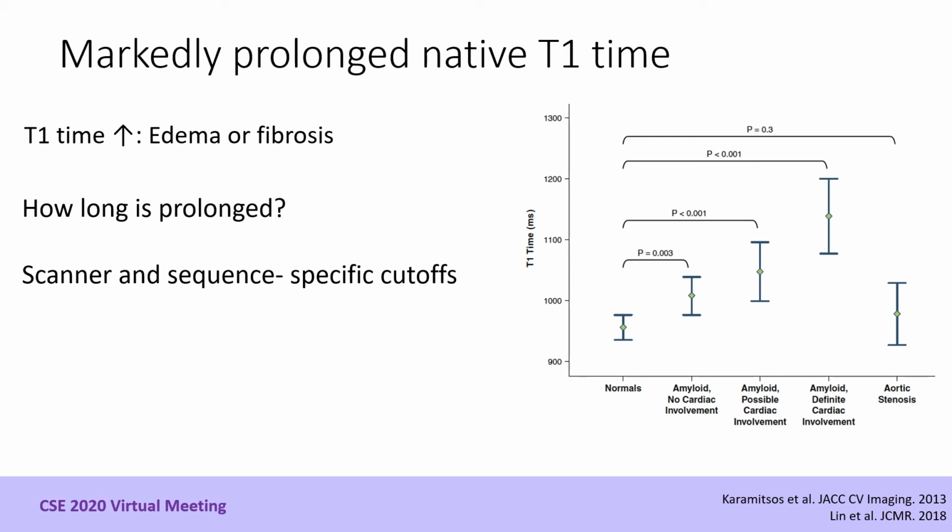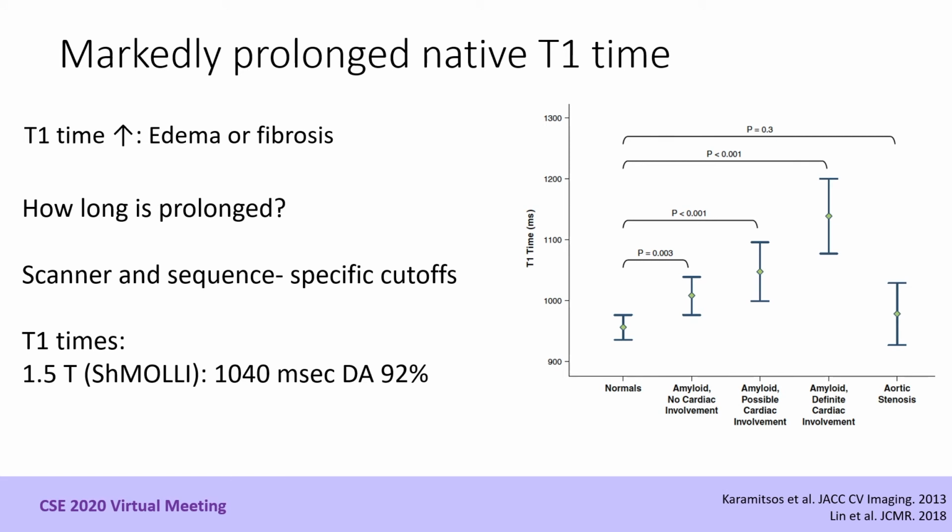It depends on the scanner, both the manufacturer as well as the magnet strength and the sequence. So there are scanner and sequence specific cutoffs for native T1 times. For example, on a 1.5T magnet using the Schmally sequence, a time of more than 1,040 milliseconds has a diagnostic accuracy of 92% for cardiac amyloidosis, whereas on a 3T magnet with the Molly sequence, the average native T1 time in patients with cardiac amyloidosis is 1,438 milliseconds.